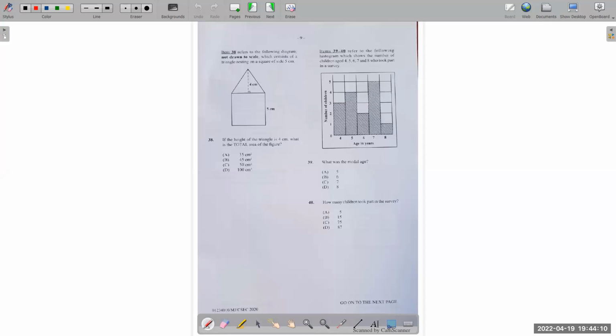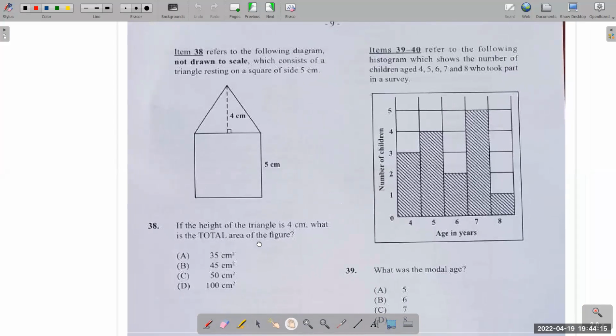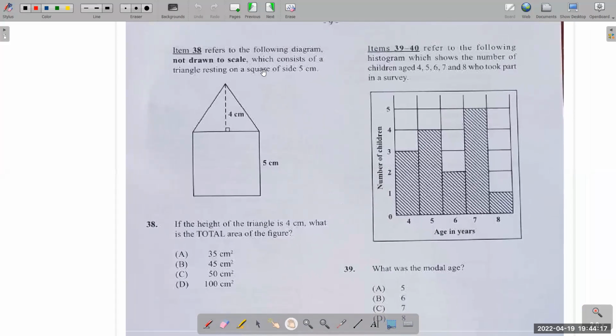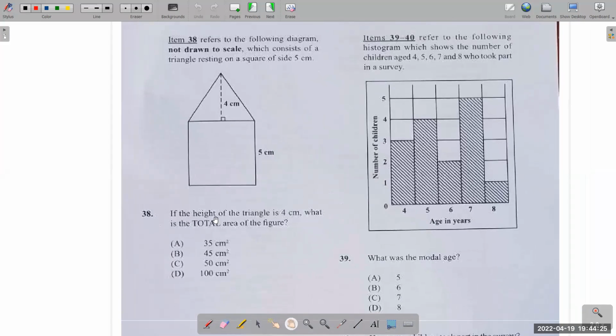All right, we still got one more measurement, and then we're going into statistics. So let's go. Here refers to a square resting on a triangle. If the height of the triangle is 4 centimeters, what is the total area of the figure? In this case, we got two shapes. So if you want to find the total area, you find the area of the triangle and the area of the square, and you add them up, right or wrong? So for the square, what is the area? The area is going to be 25 centimeters square.